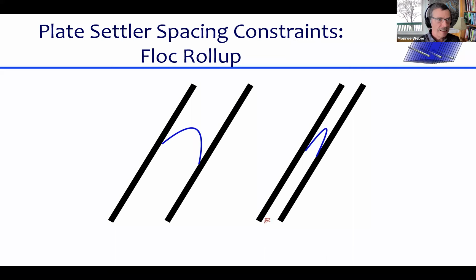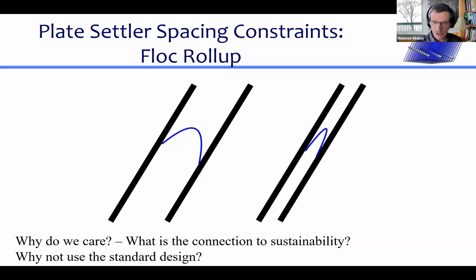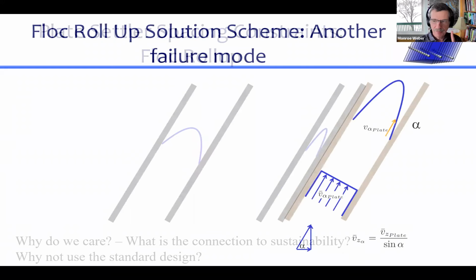So I'm not making this up. This is actually a real failure mode in plate settlers. And this is what determines how closely you can space plate settlers and have it work. And I'll explain why you might want to get them really close together in just a little bit. So the connection to sustainability is we can actually make a cheaper plant if we can space these plate settlers closer together. And I'll show you that eventually.